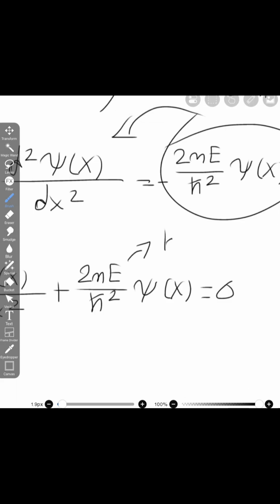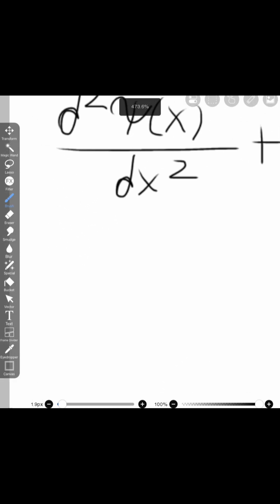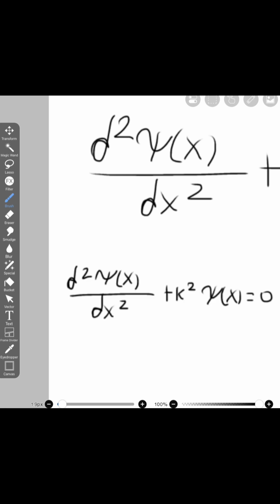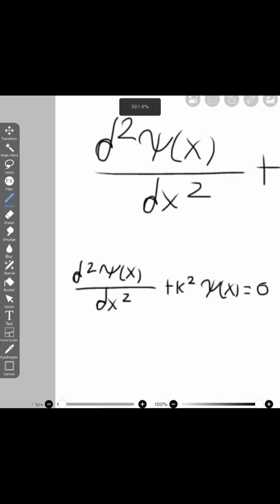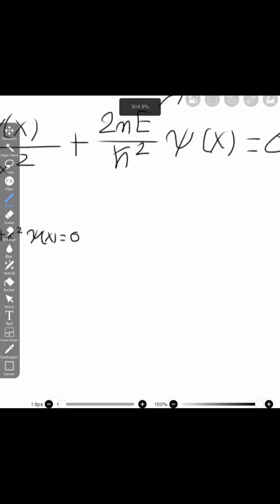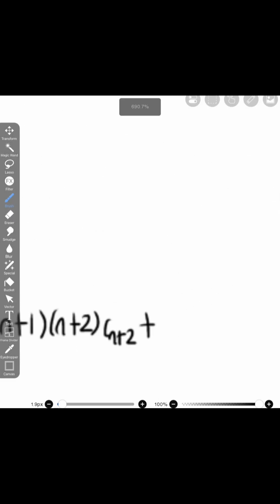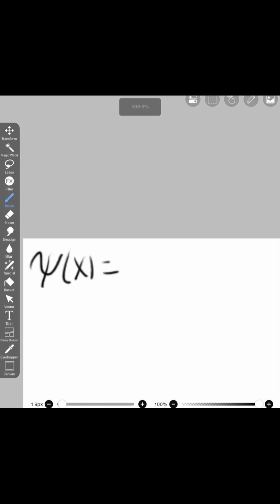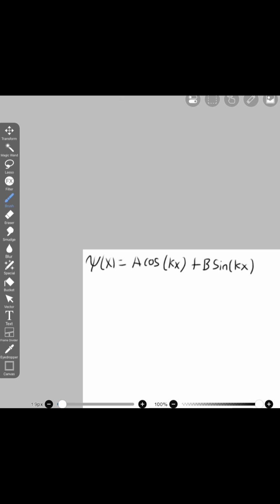So let's define this as k squared. We're going to have a very nice differential equation. So now we have this right here. And now we can go ahead and solve the differential equation. And me personally, I would like to solve this differential equation using infinite series. So let's begin. So we have found the analytical solution to the differential equation.